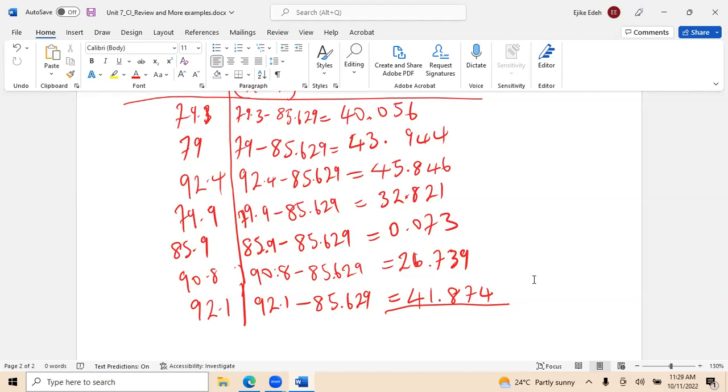Okay. Let me try this again and see if we can get something different. So 41.874 plus 26.739 plus 0.073 plus 32.821 plus 45.846 plus 43.944 plus 40.056. Okay, let's see if you get something.